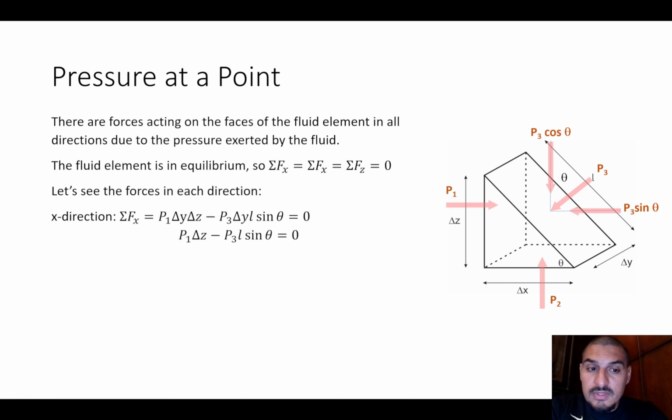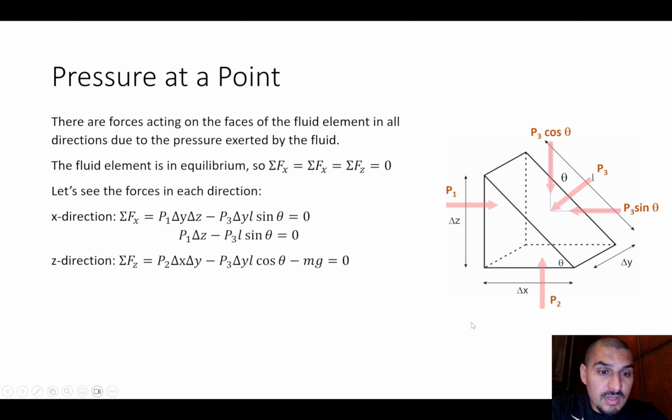For the z direction, we have P2 times delta y delta x, which is this first term here, minus the force acting in the other direction, which is P3 cosine theta times L times delta y. And we have the gravitational force as well, which is mg. It's acting in this direction, downward, which is the negative direction, so it's minus mg.